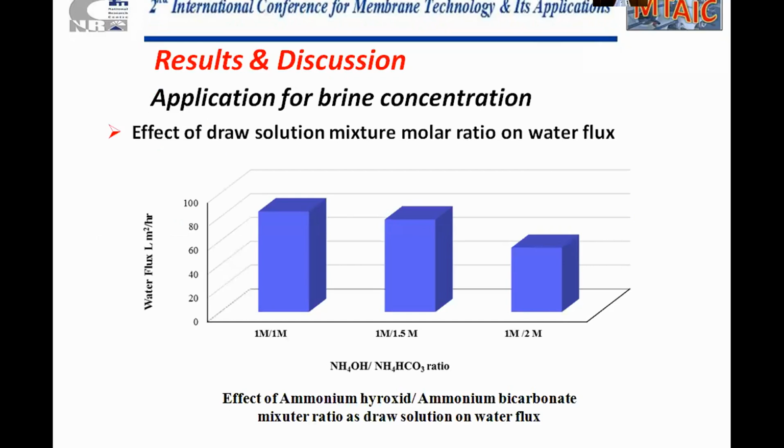So this figure represents the effect of the solution molar ratio on the water flux. As we see from this figure, the water flux decreases with increasing solution molar ratio due to internal concentration polarization, which makes a boundary layer of salts around the membrane and hinders the water migration across the membrane from the feed solution to the draw solution.